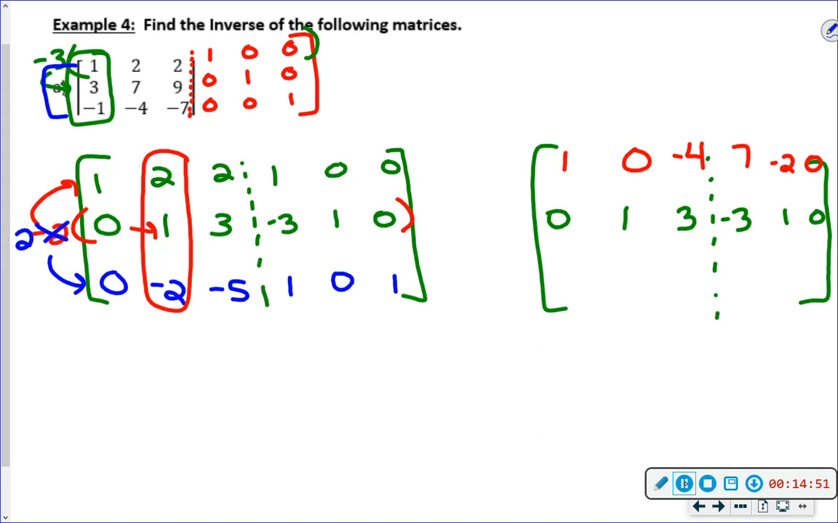Okay, let's do it. 2 times 0, 0 plus 0. 2 times 1, 2 plus negative 2. 2 times 3, 6 plus negative 5. 2 times negative 3, negative 6 plus 1. 2 times 1, 2 plus 0. 2 times 0, 0 plus 1.